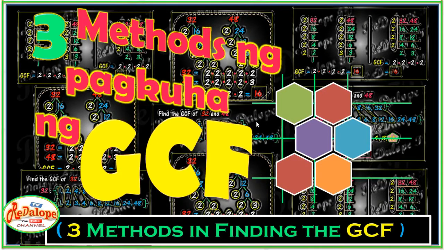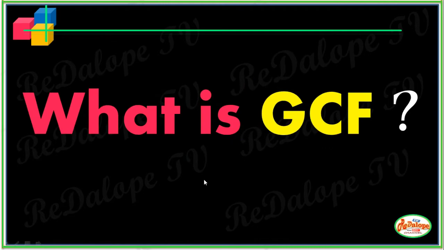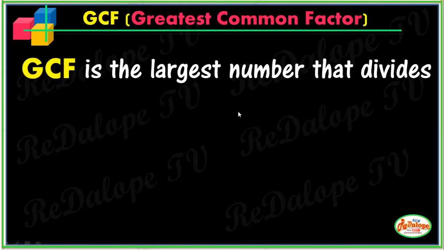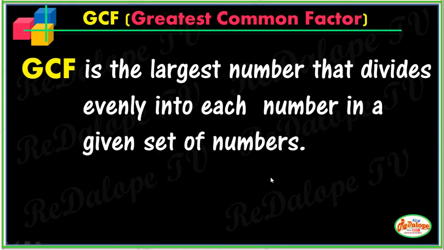In this video, we're going to learn the three methods of finding the GCF of a given set of numbers. But first, let us review the basic definition of GCF. So what is GCF? GCF is the largest number that divides evenly into each number in a given set of numbers. Or, that is the greatest factor that divides two or more numbers exactly.